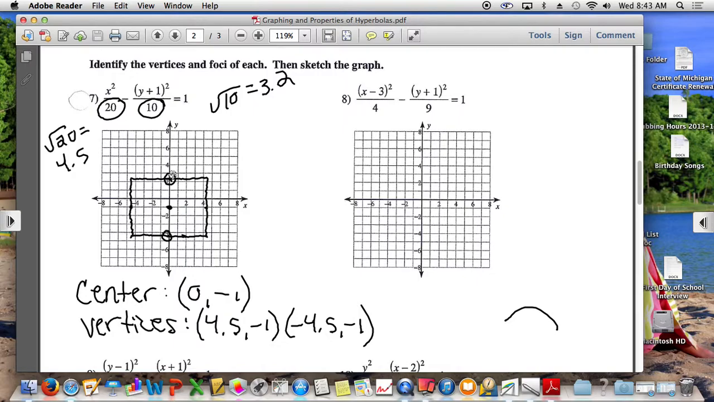And now what you need to do is connect opposite vertices. So you're going to do this. Now connect opposite vertices with a dashed line. These lines are called asymptotes. Make sure that line that you draw goes through the center of your rectangle. Make sure it goes through the center.